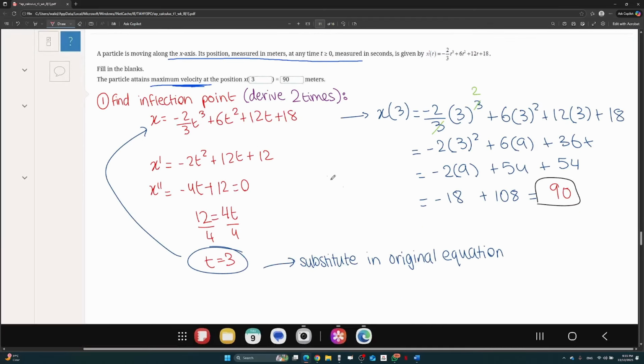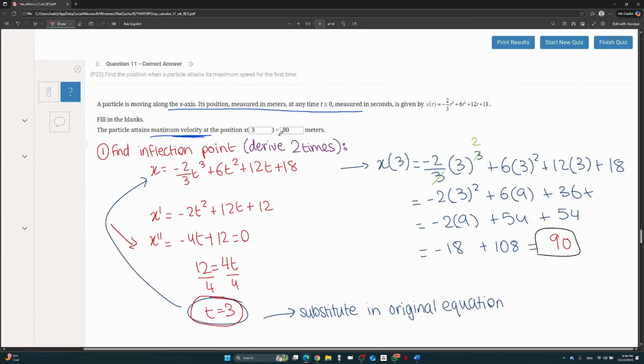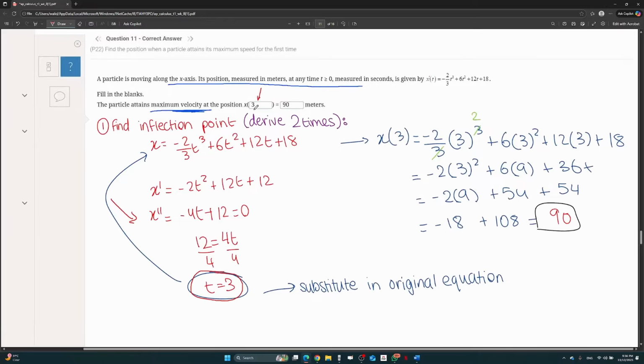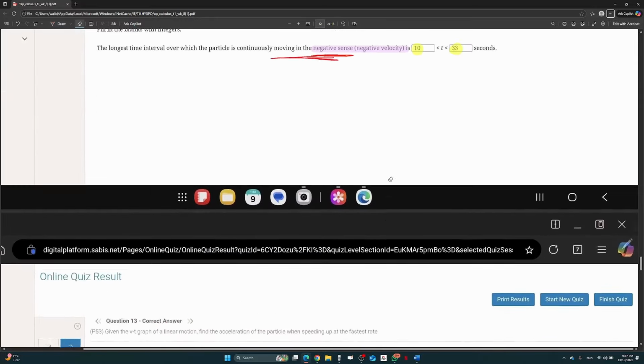Everyone watching this should be able to derive twice and figure out what the value of t is. And then you'd say x of 3, because that's the time, because it's x of t. So you put the time, then you find out how much is the distance. How would you do that? Simply substitute the 3 here, and you're going to get 90 meters. Guys, this one is so easy.